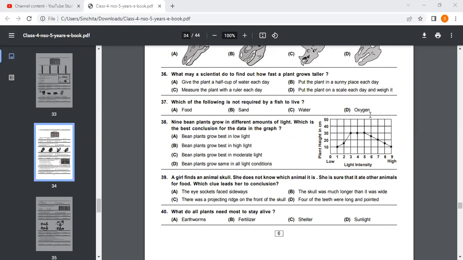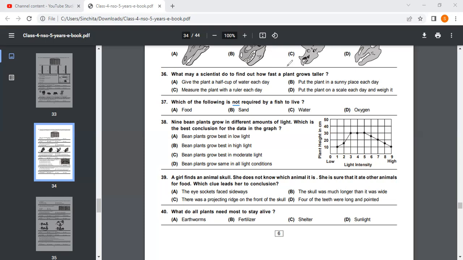Can you live without food, Shruti? No, ma'am. Then look at the question. It says it is not required by a fish to live, not that it is required by the fish. Sand.